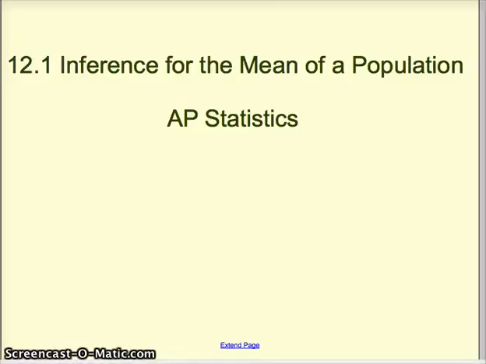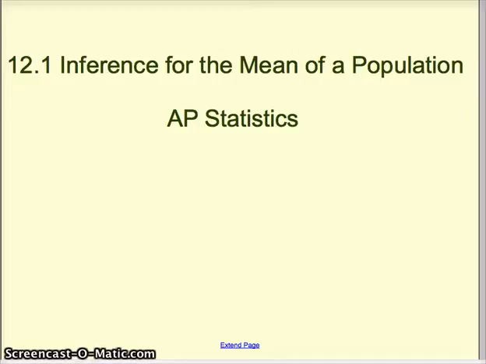This is the first video on Chapter 12. Chapters 12 and 13 are being taught together. Chapter 12 focuses on data gathered through one sample, be it means or proportions, and Chapter 13 focuses on data gathered through two samples where we're trying to compare data for two different populations.